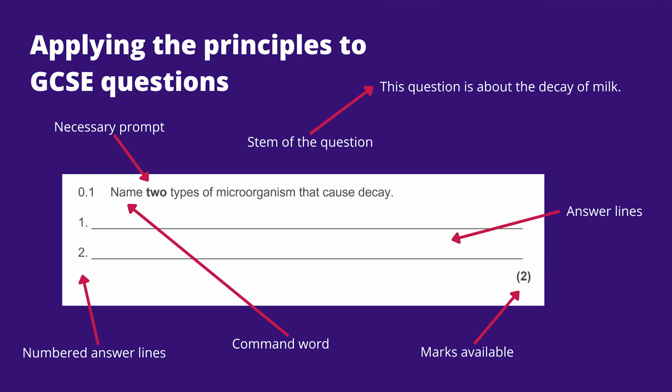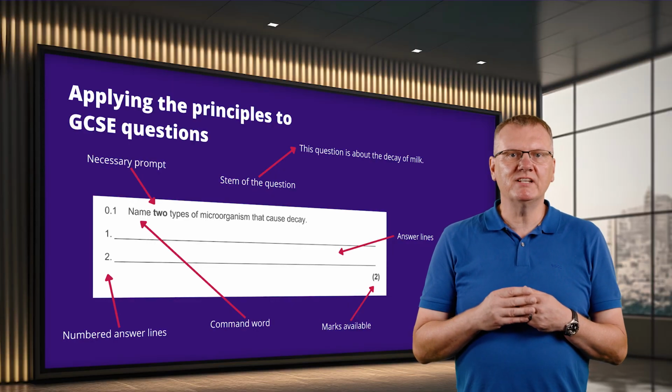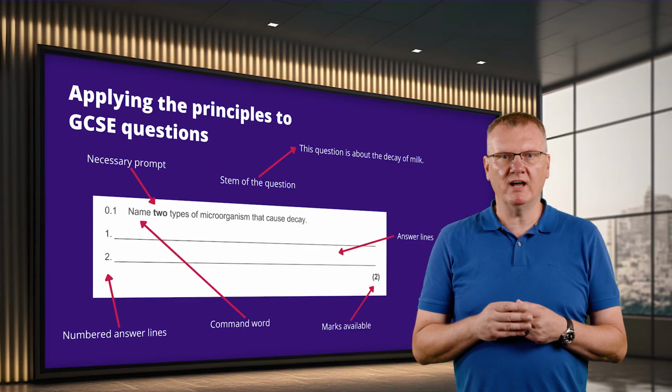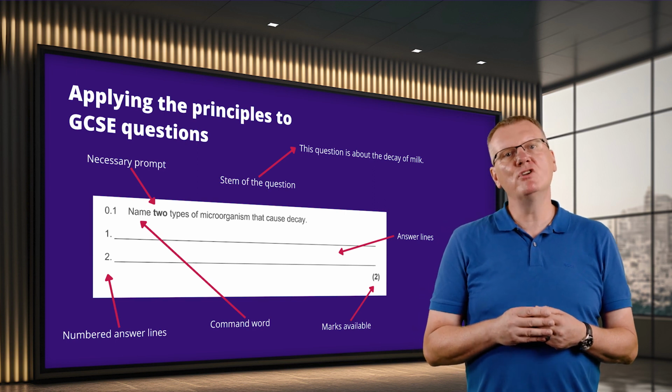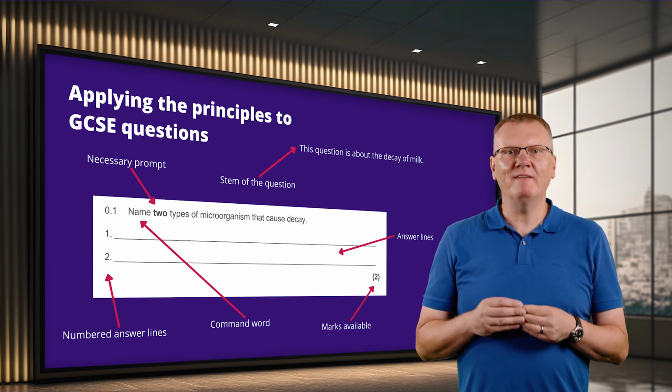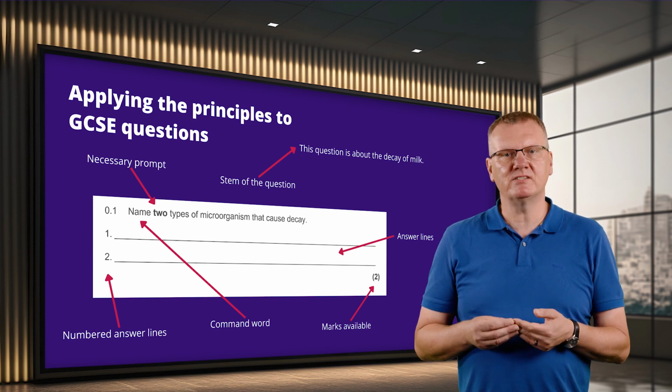The number of answer lines we give for a question is usually 2 per mark, although for some questions only 1 word or very short phrase is needed, so we'll only give 1 line. Again, this clues students into how much we're expecting them to write. In this example, we have numbered the answer lines to emphasise that we are looking for 2 answers.